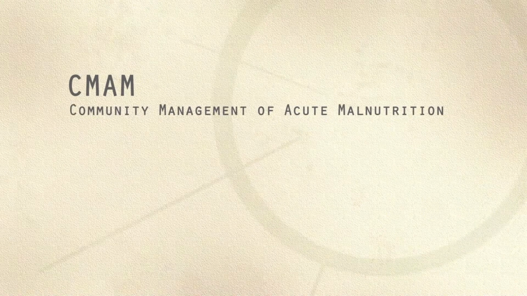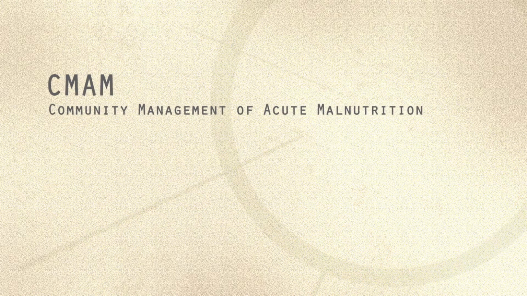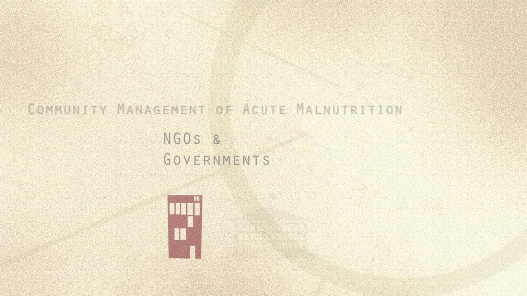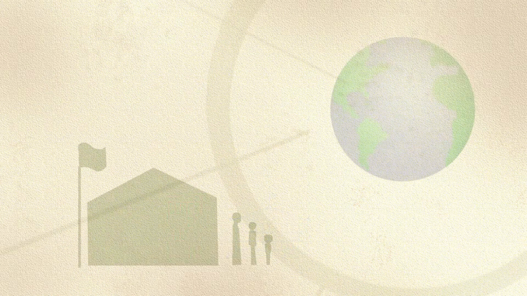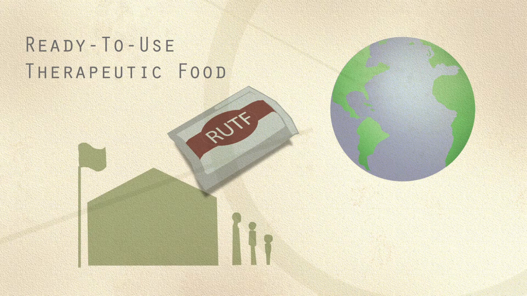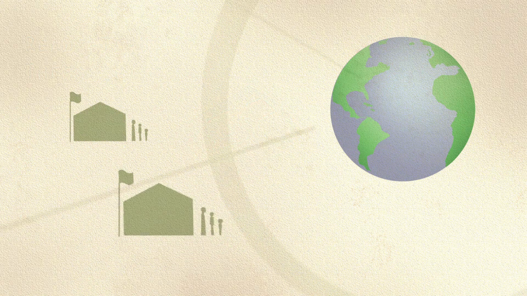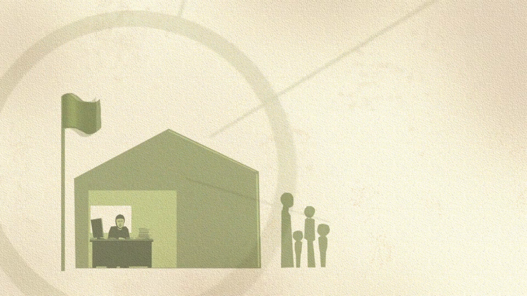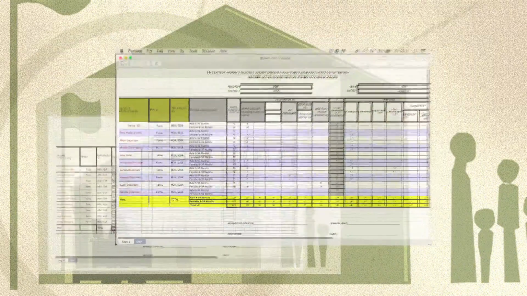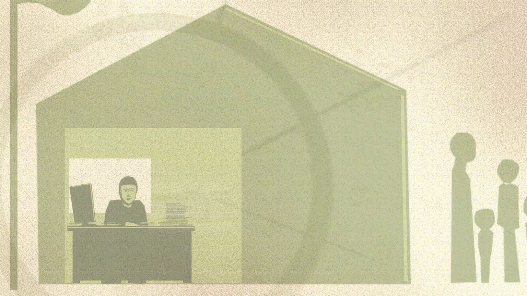CMAM is a defined set of services provided by governments, partner NGOs, and UN agencies to detect and treat malnourished children in their own communities all over the world. There is a problem, though. There's a huge variation in the way treatment outcomes are reported, and for many staff it is seen as rather difficult and is somewhat disliked.